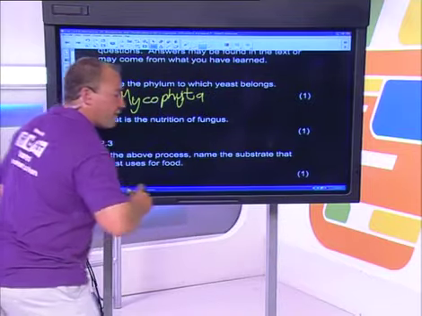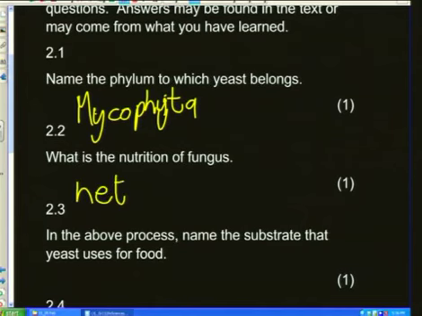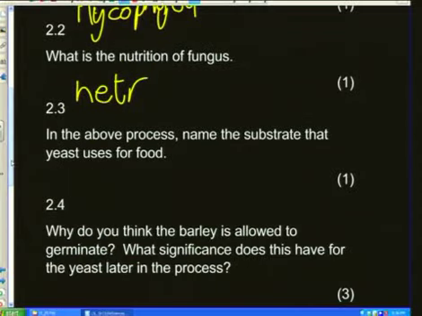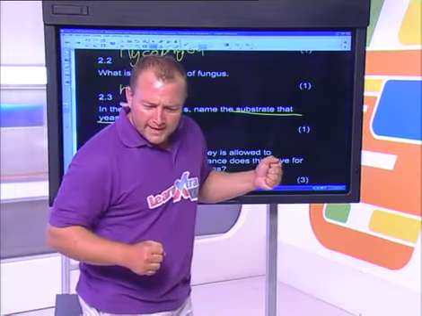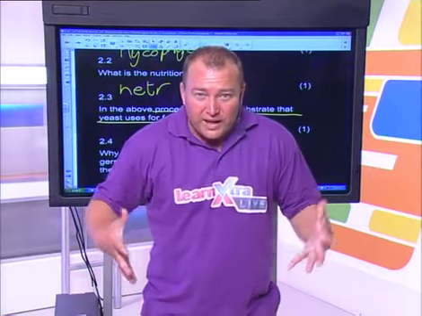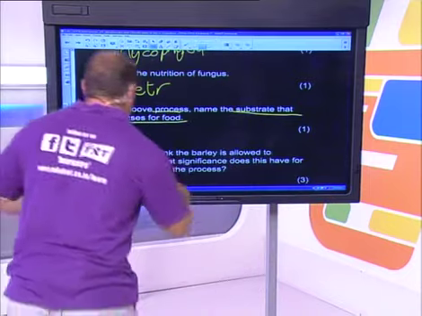Next one. What is the nutrition of fungi? What does fungi do? It doesn't make its own food, so it's a heterotroph. It's heterotrophic, right? Then, in the above process, name the substrate that yeast uses for food. Yeast is so cool, right? You stick it in, and they're putting barley at the top. Barley germinates, and it creates sugar. Now we chuck in the yeast, and this yeast says, ooh, there's sugar, brother, right? It takes that sugar for food, goes through anaerobic respiration, and gives off alcohol and carbon dioxide. That's its job.